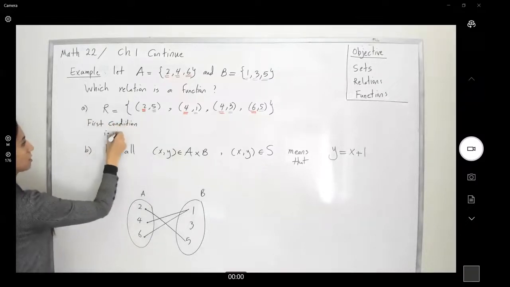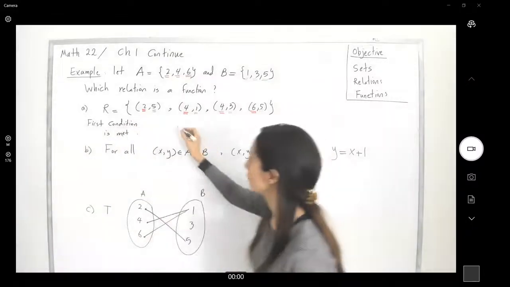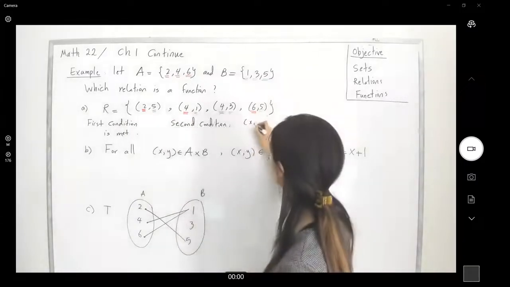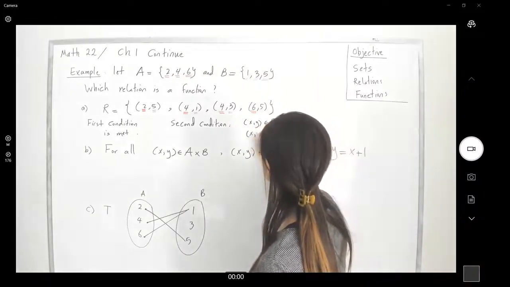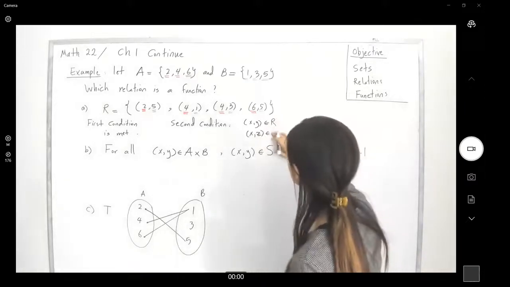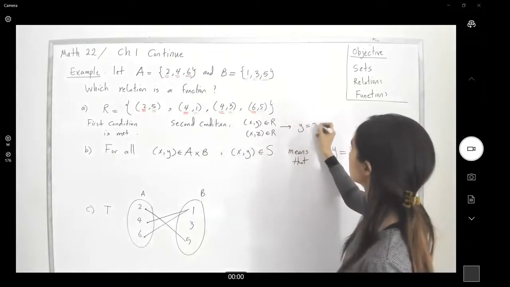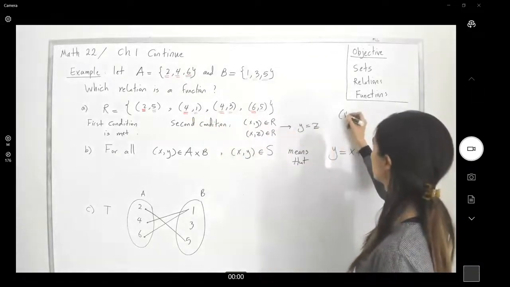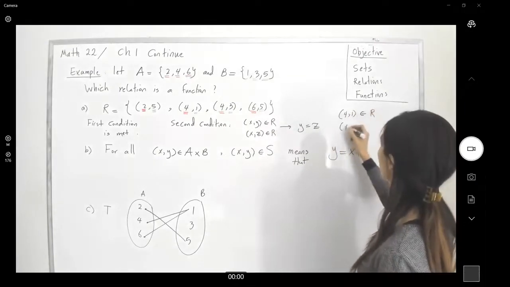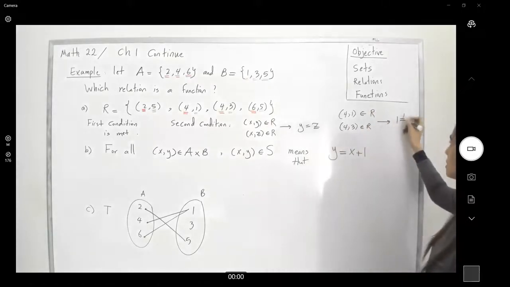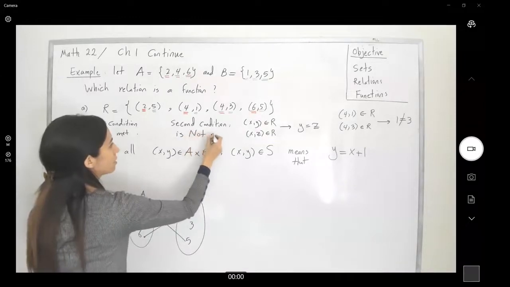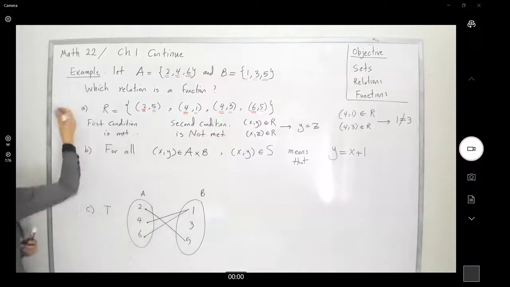Now we have to move on to the second condition, the vertical line test. The second condition says that if X and Y are in this relation, and X and Z are also in this relation, then we should be able to conclude that Y and Z are the same. Is this condition met? Take a look at this. You have 4 and 1, 4 and 3. 4 and 1 belongs to R, 4 and 3 belongs to R, but 1 is not the same as 3. They are different from each other. So the second condition is not met. So this is not a function.